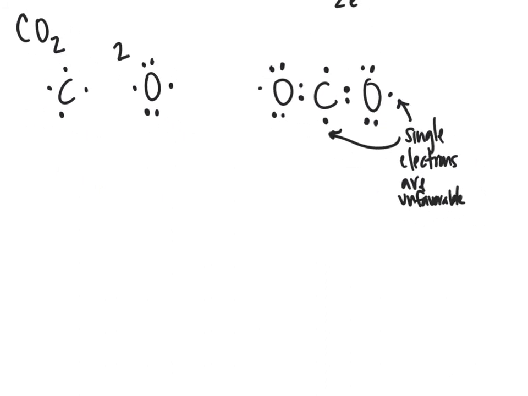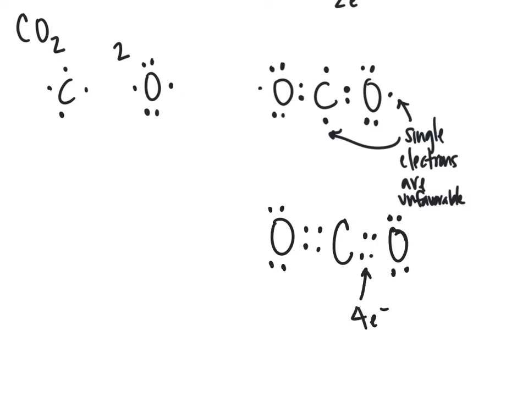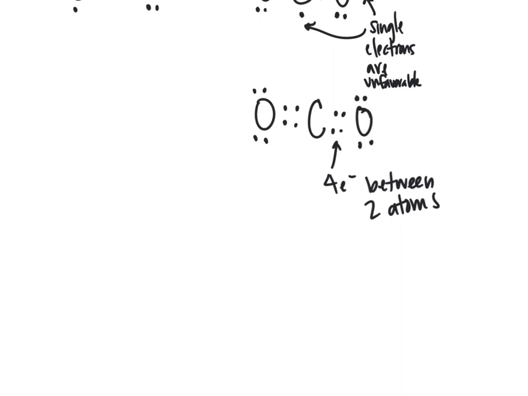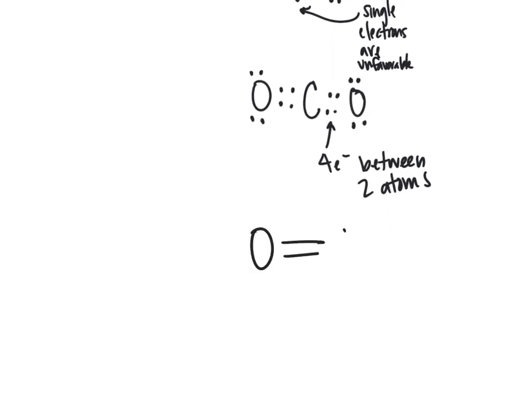So maybe we could redraw this as oxygen with its 2 lone pairs. And then both carbon and each oxygen are going to donate another electron to be in the bond. To where now we have 4 electrons between 2 atoms. And so when we do this, we're going to get something called a double bond, where we have oxygen. So these are what we're going to call a double bond.